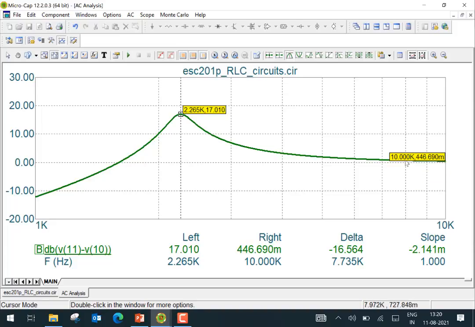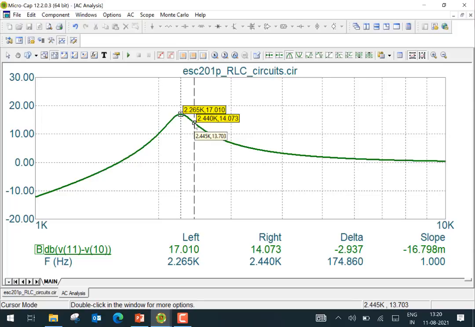And you want to find out where the 3 dB frequency is, then note that this is 17 dB here. So the 3 dB frequency would be 3 dB lower, so you have to find a point which is 14 dB here. So let's look at 14 dB here. Right, so this is here, 14 dB at 2.44. So this is F0, and this is F2.